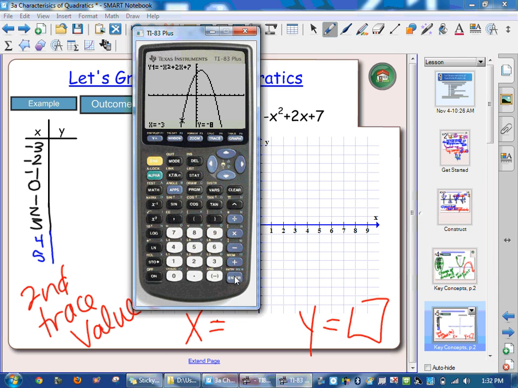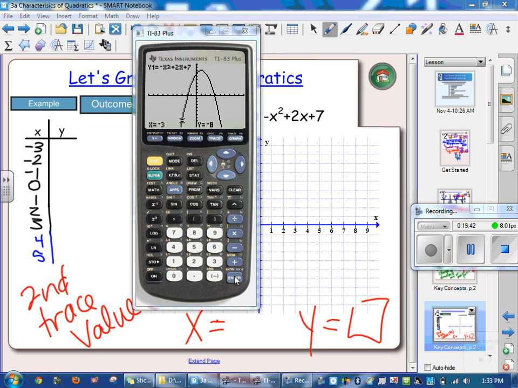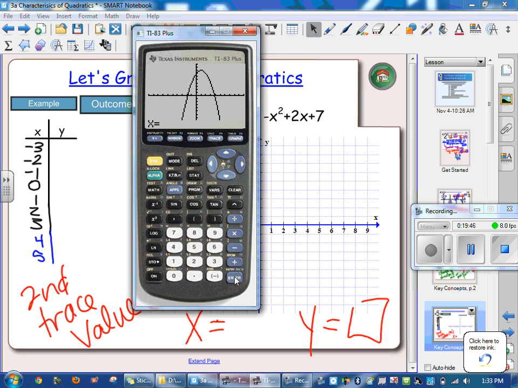And we do the exact same thing for each one of them. So now you're going to do it all over again. You're going to hit second trace, number 1, so just enter. Now you put in negative 2, enter. You got negative 1. So negative 2 gave you negative 1. I want you guys to fill out the rest of the table of values, please.